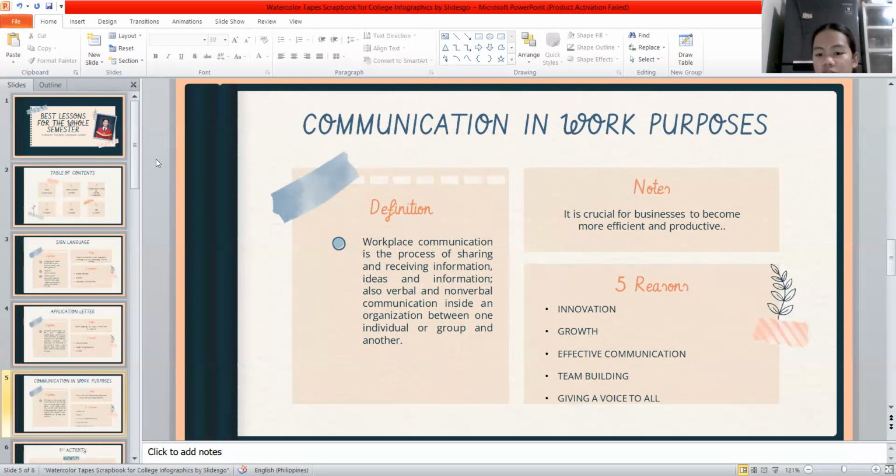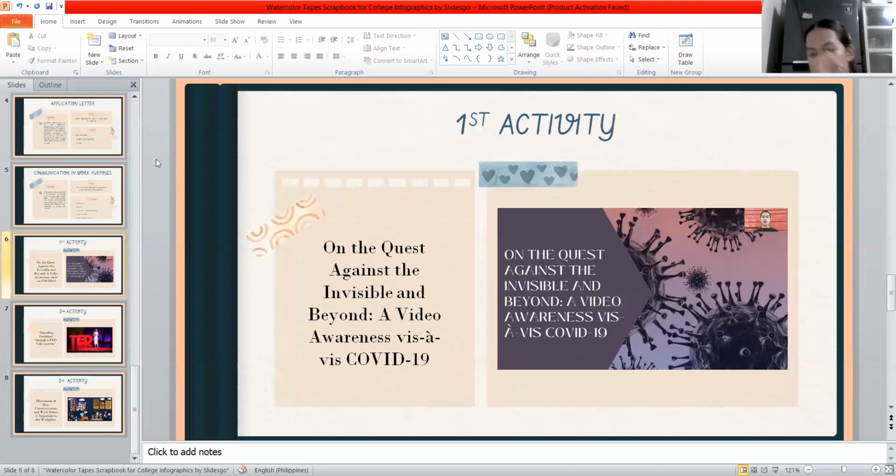I have here 5 reasons why communication is very important in an organization or in a company. First is innovation. Second is growth. Third is effective communication. Fourth is team building. And last is giving a voice to all, including the employers. Now let's proceed to the 3 activities or exams that I performed in this subject.